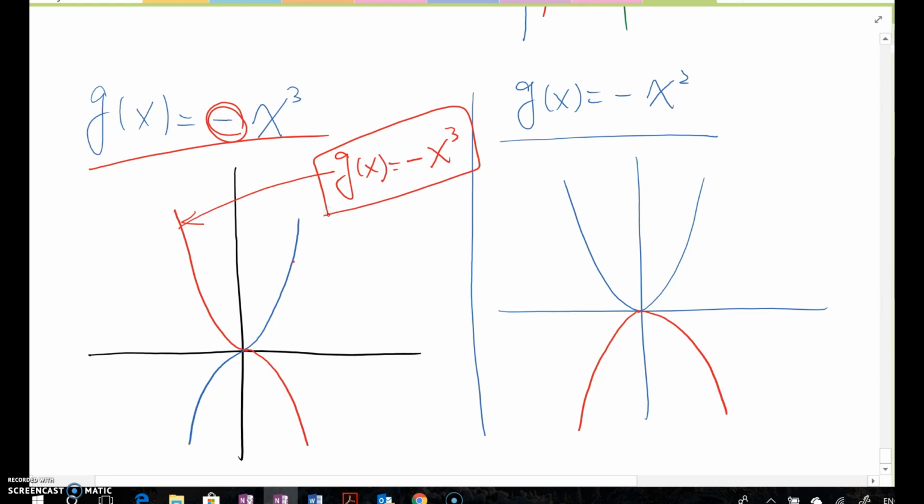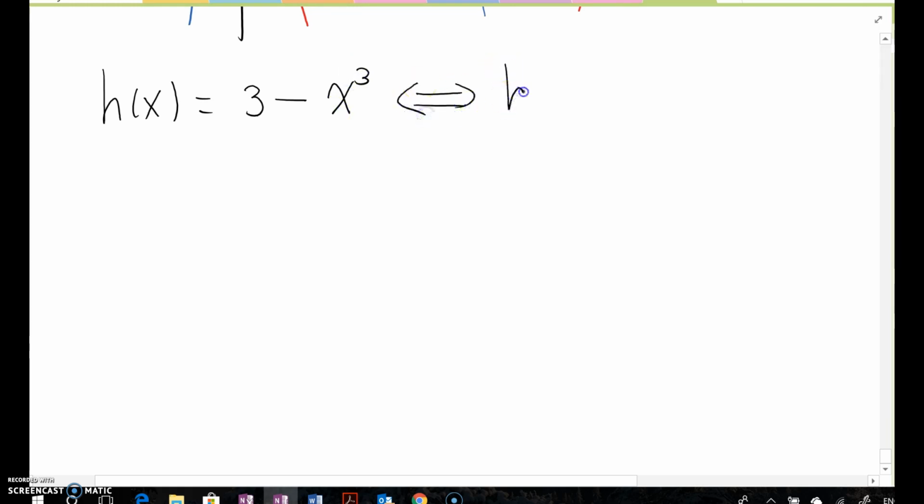So let's talk a little bit more in detail about function transformation. What if I give you any equation, maybe h(x) equal to 3 minus x cubed? Then you can rethink this as h(x) equal to negative x cubed plus 3. So in this case, the center is y equal to negative x cubed. That's the center.